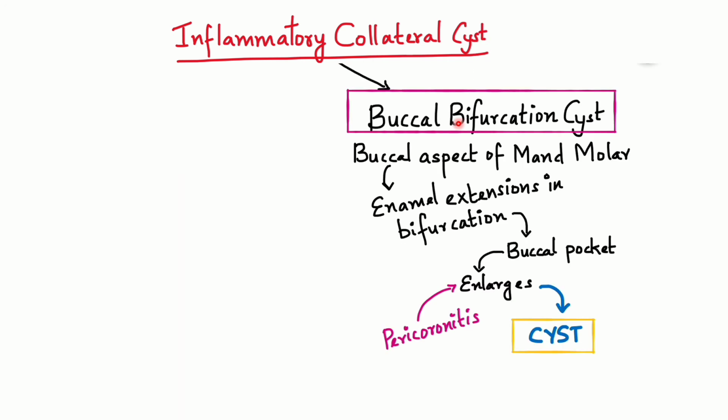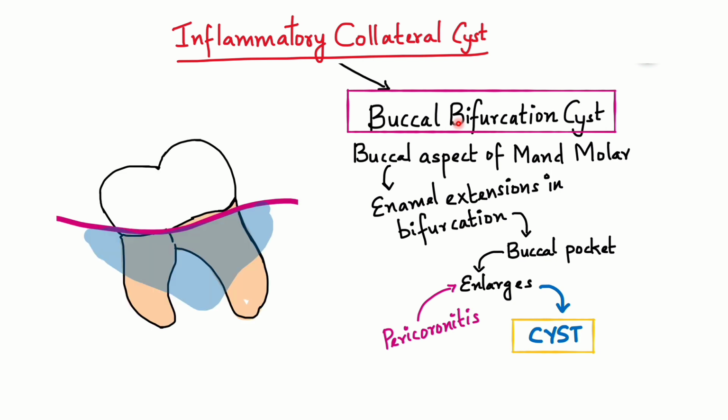So next one is the buccal bifurcation cyst. It is seen in the buccal aspect of a mandibular molar. There might be some enamel extensions going into the bifurcation and the buccal aspect, which allows the accumulation of food by forming a buccal pocket, which undergoes further enlargement due to a persisting or a recurrent infection, as with pericoronitis or periodontitis, which finally results in the formation of a buccal bifurcation cyst.